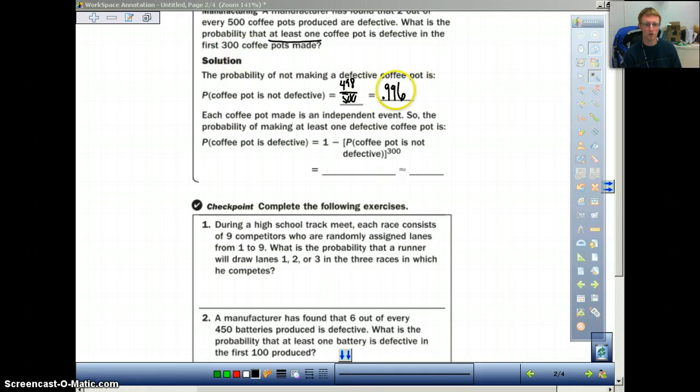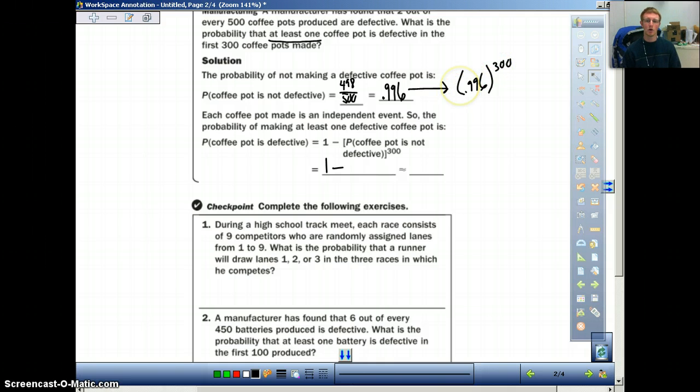Let's keep going down, because now we're talking about 300 coffee pots made. So this is the probability that it will not be defective in 1 pot of coffee. If we wanted to do this 300 times, we would do 0.996 to the 300th power. And that's what we're going to have here. So it's going to be 1 minus this to the 300th power, because we have to do it 300 times.